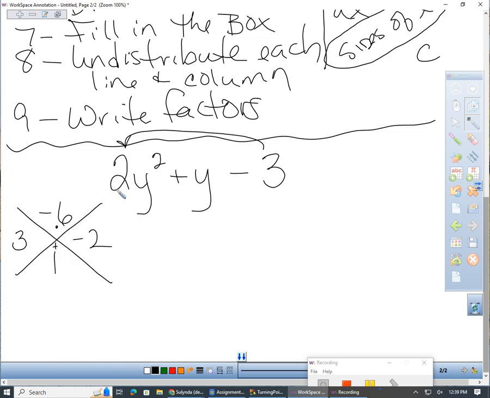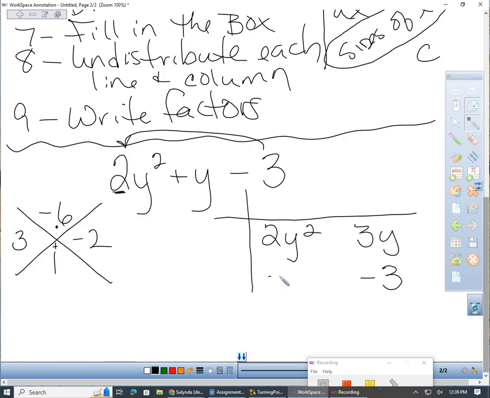But now, since I have a leading coefficient of 2, I have to make a box. So my box looks like this. First term is 2y squared. My last term goes in the last spot, negative 3. In my diagonal, I put the sides of my x. 3 and then the variable, a negative 2 and then the variable.